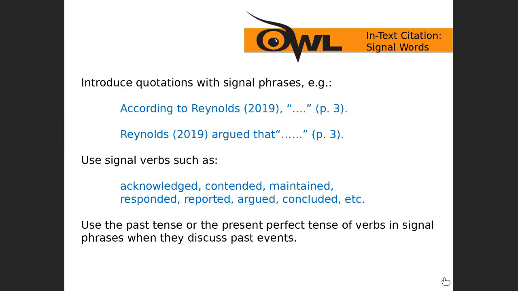So this just gives you some signal verbs such as, you know, Reynolds acknowledged, blah, blah, blah. And maybe Reynolds contended or argued, et cetera, et cetera. So it just sets the stage for a more engaging experience for the reader.